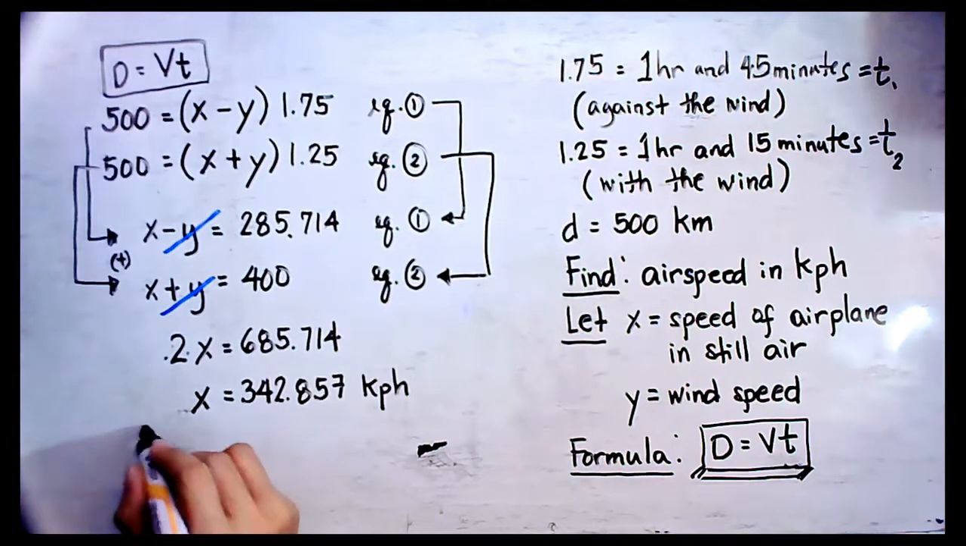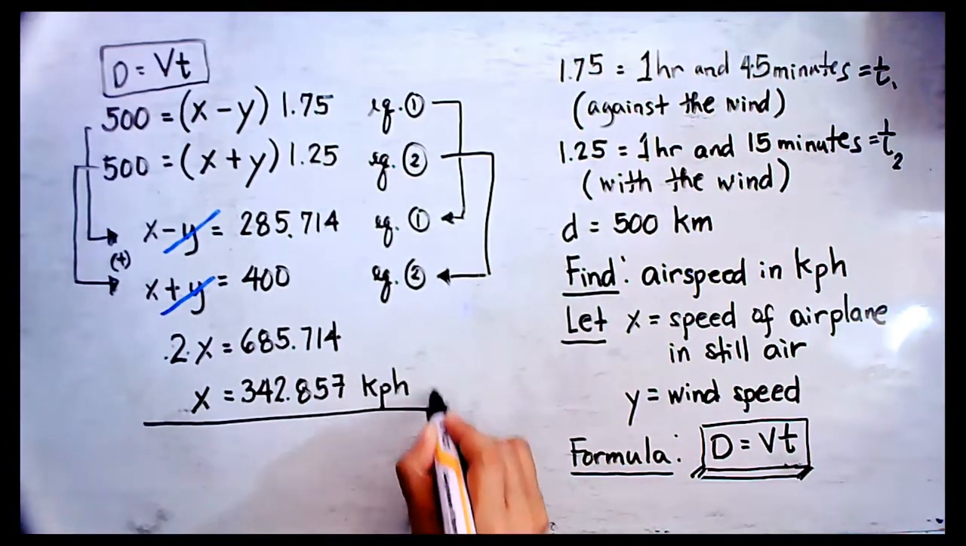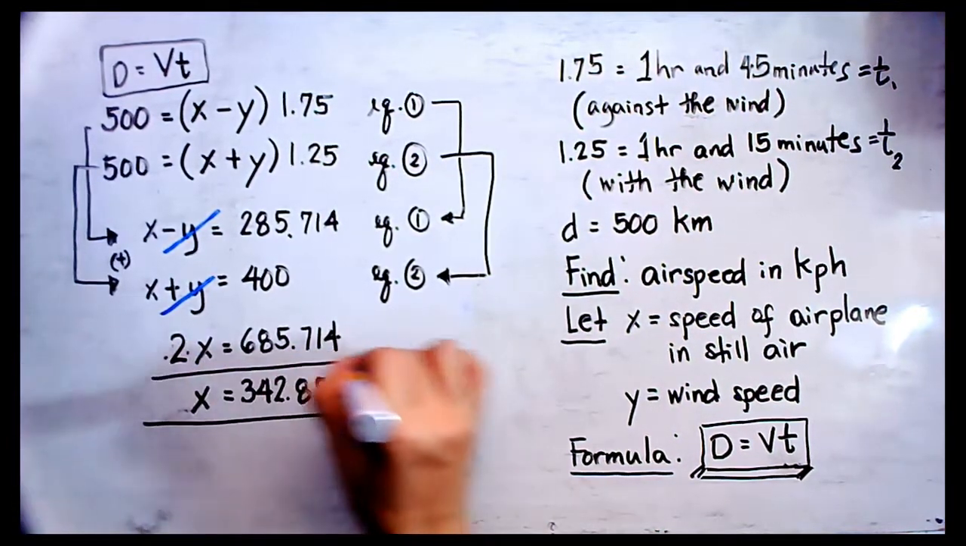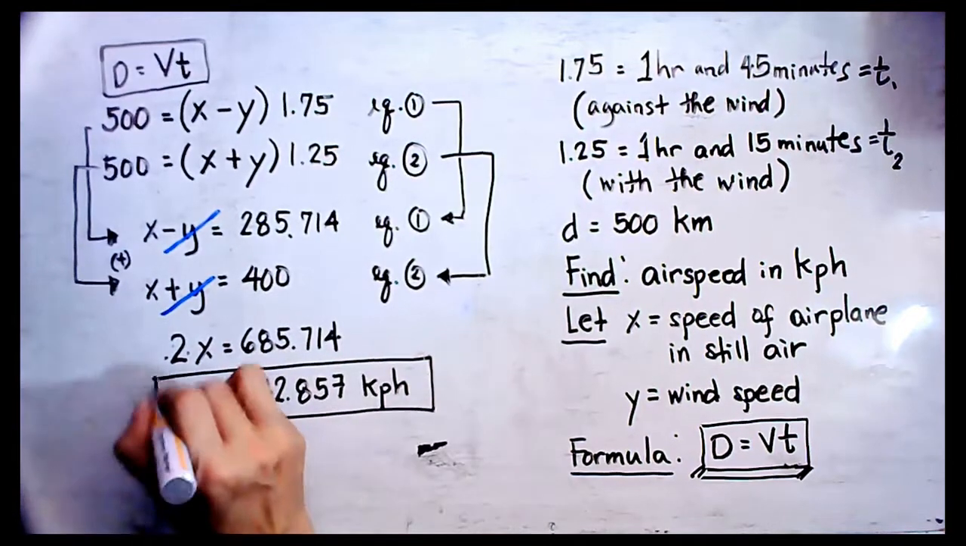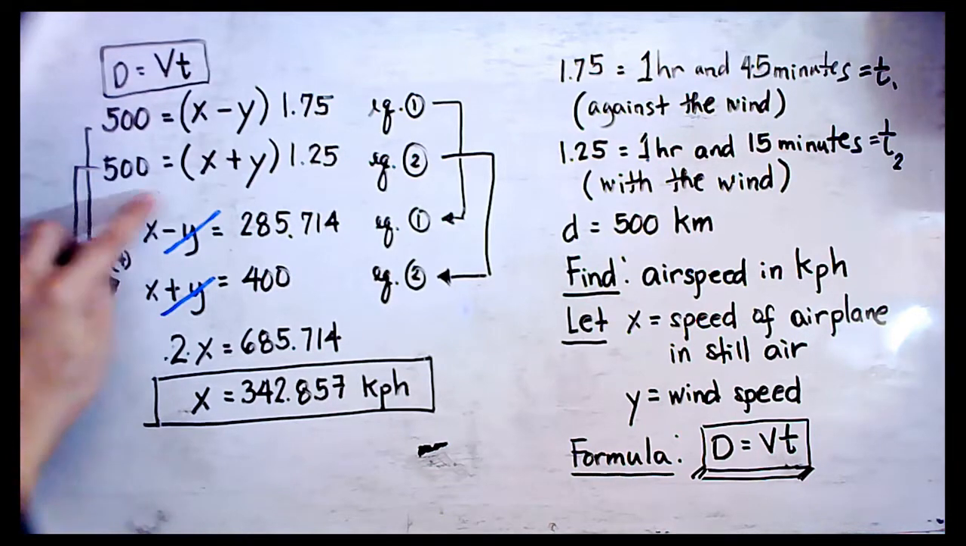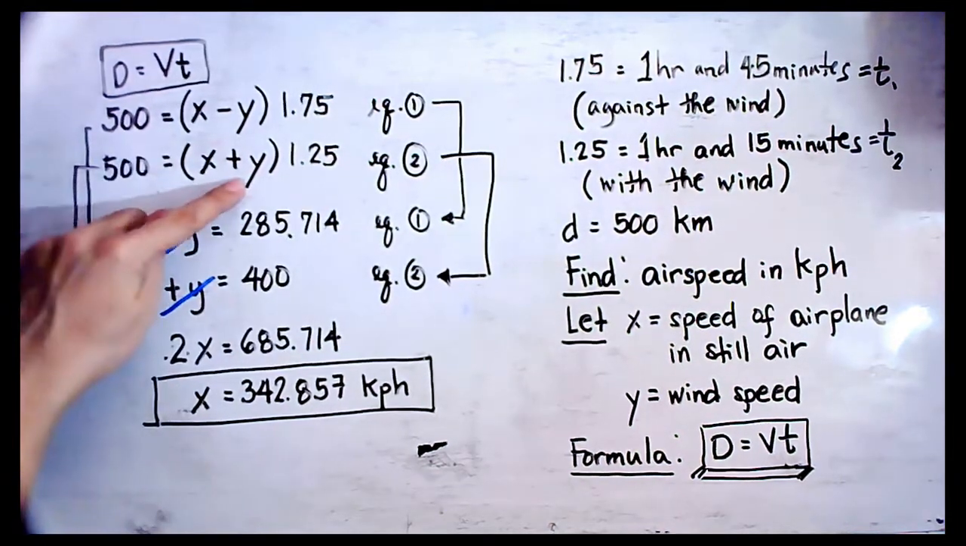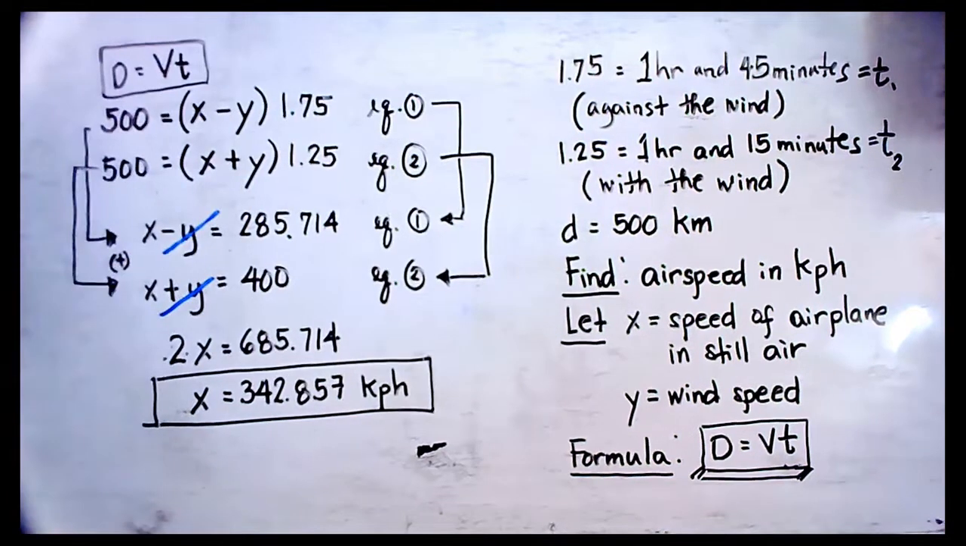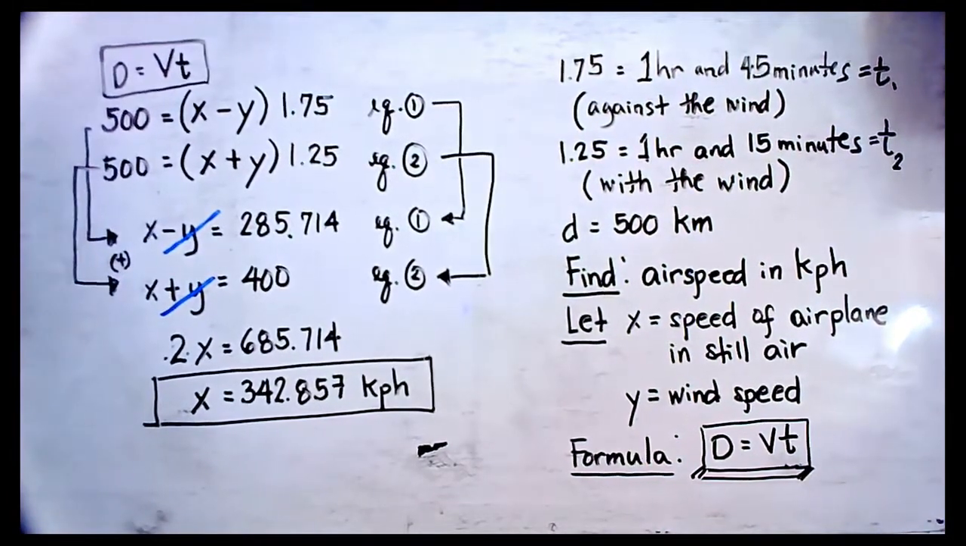Okay, so this will be our answer for x, the value of the speed of airplane in still air. But if you are going to ask or to define the value for the wind speed, all you have to do is to substitute this value of x to any of the equations so that you will have the value for y or the wind speed.